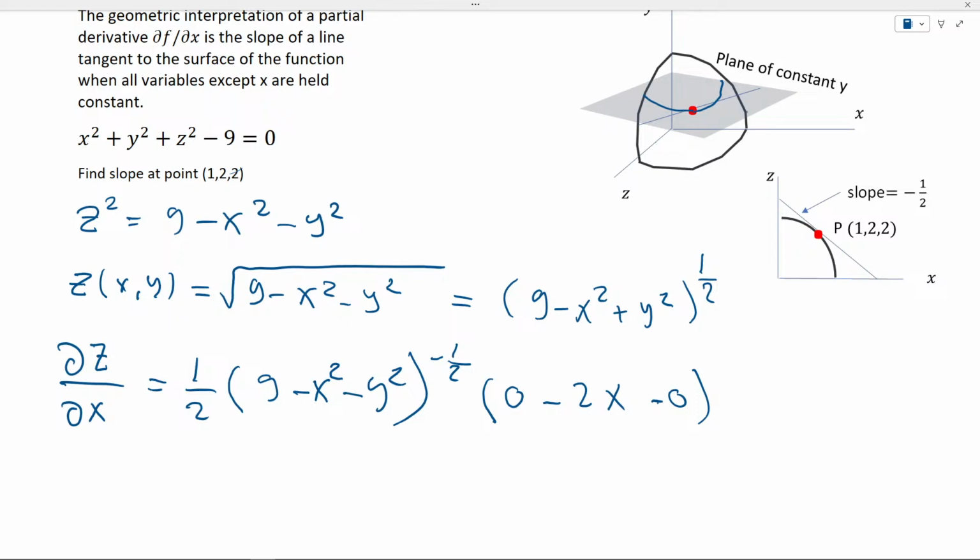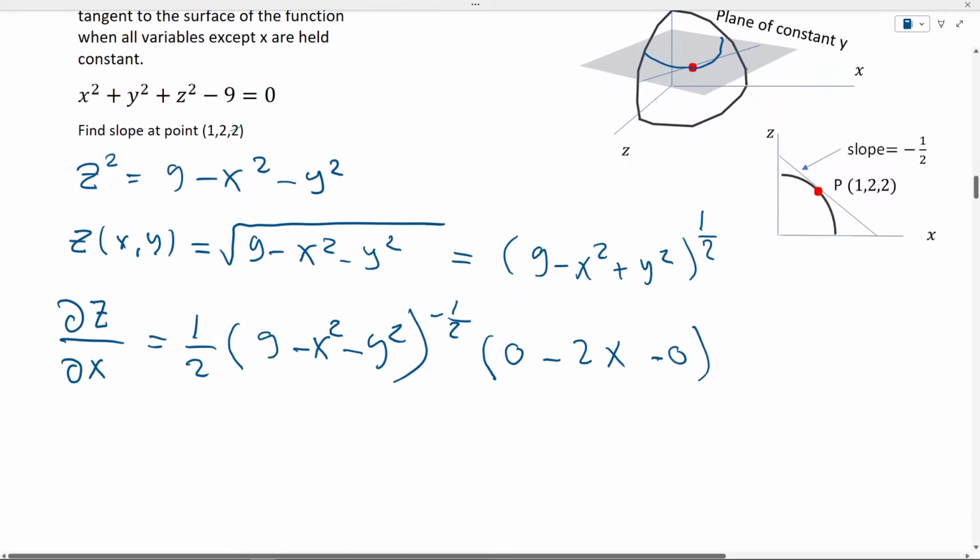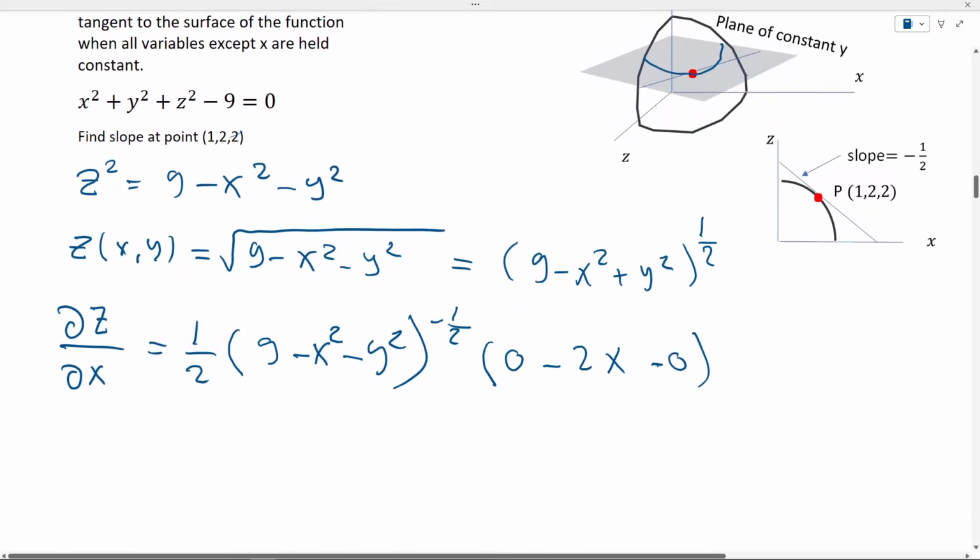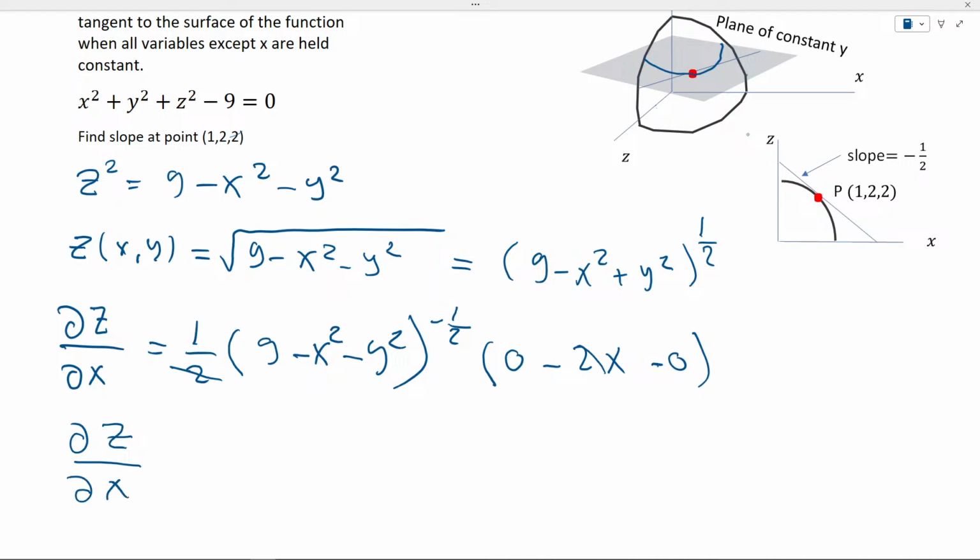Then I just, what do I have here? Did I do any other careless mistake? No. I can simplify this, get rid of this guy, get rid of this guy. So I can say partial z with respect to partial x is equal to minus, I guess, this minus here, x over square root.